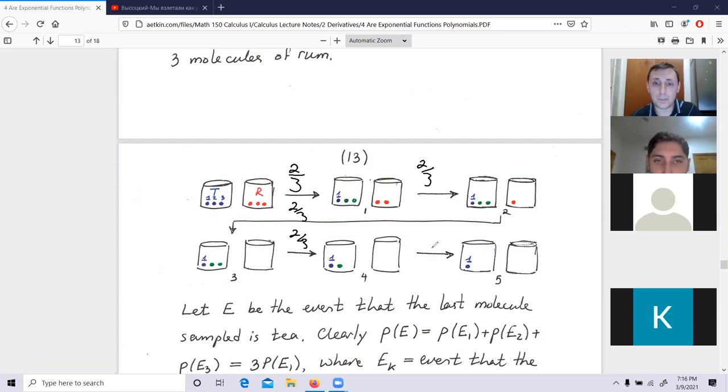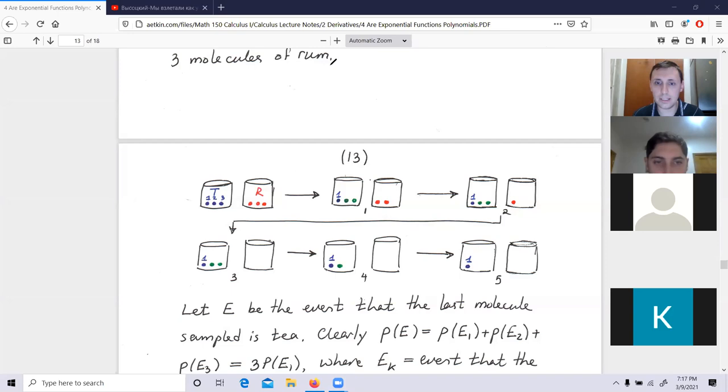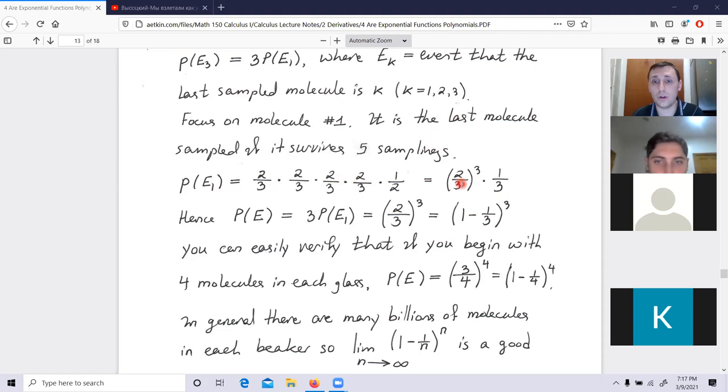Yes? What's the probability of surviving now for the next round? Now it is 1/2. Yes? Do you all see that? 1/2. I'm not going to teach it here, but the probability of survival for molecule one through all those rounds is 2/3 times 2/3 times 2/3 times, you see, we have three of them, 1, 2, 3, and then times 2/3 times 1/2. Yes? So what do we get? The probability is 2/3 cubed times 1/3.